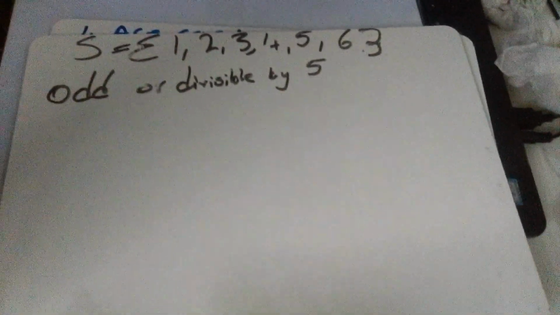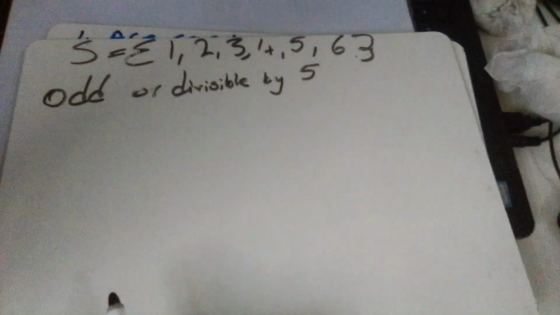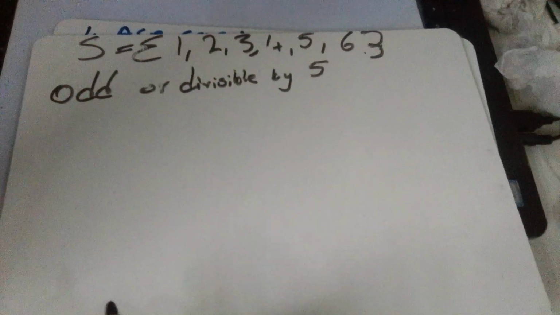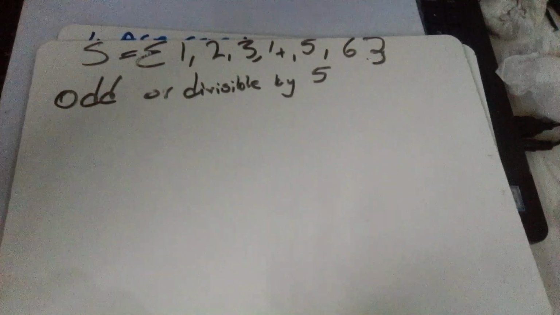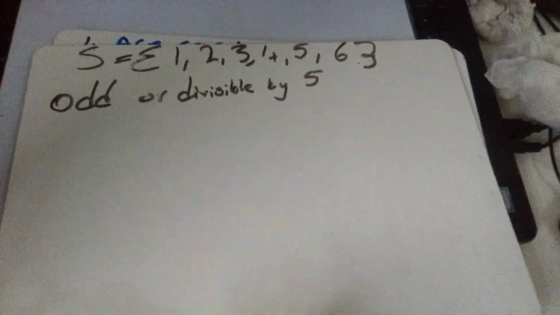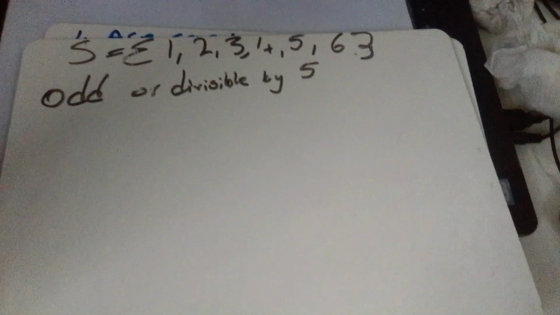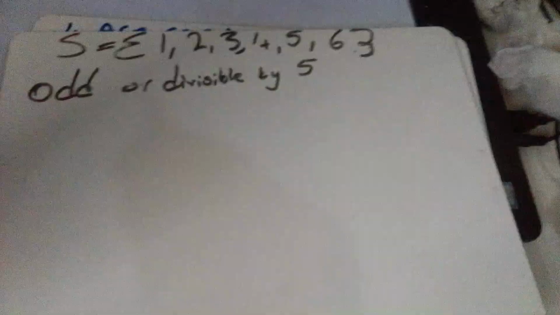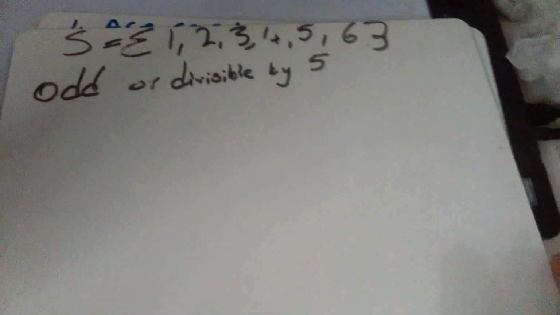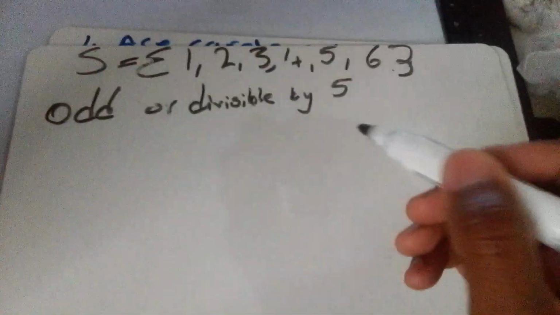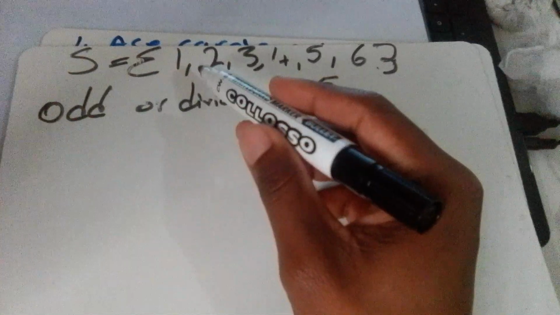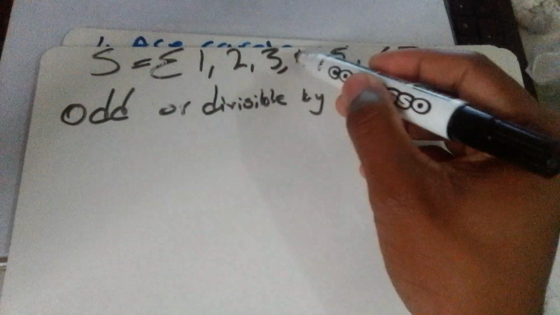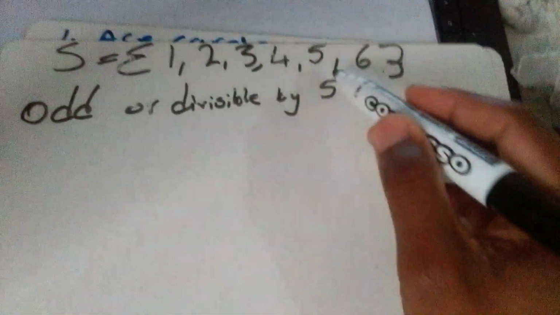So let's say, for example, they say, what is the probability of getting an odd number or a number that is divisible by 5, right? So from a die, when you roll a die, what is the sample space for a die? We have 1, 2, 3, 4, 5, 6.